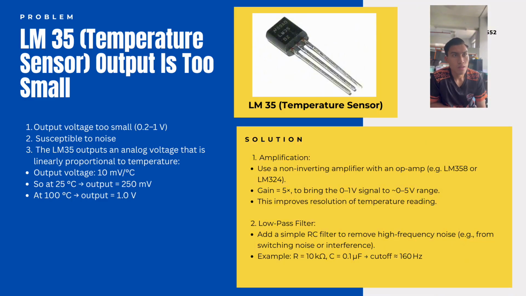So the solution, first, we can use a non-inverting amplifier with an op-amp. So we can gain 5 times to bring the 0 to 1 volt signal to the 0 to 5 volt range. So this can improve the resolution of the temperature reading. Second, we can add a low pass filter, a simple RC filter to remove high frequency noise.